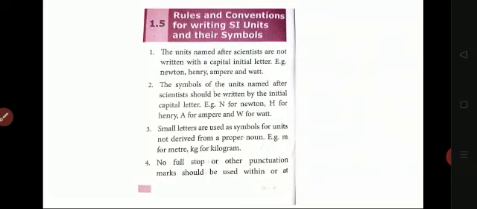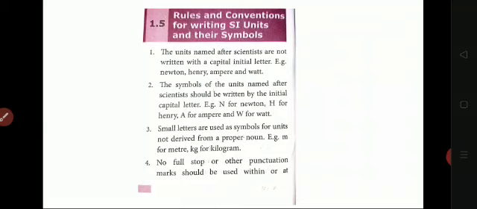For example, in the first point, Newton, Henry, Ampere and Watt are the names of scientists. If you want to use them directly, the starting letter should be small, not capital. But in the second point, if you want to use only the starting letter as the symbol, you have to use a capital letter: N for Newton, H for Henry, A for Ampere and W for Watt.